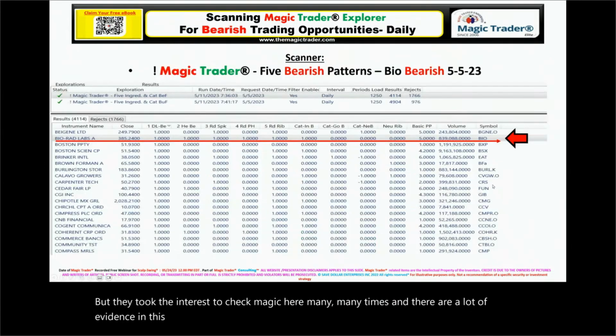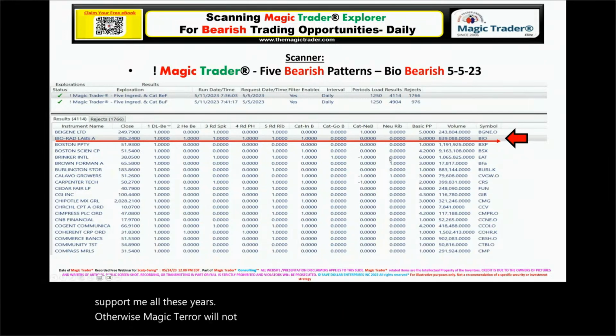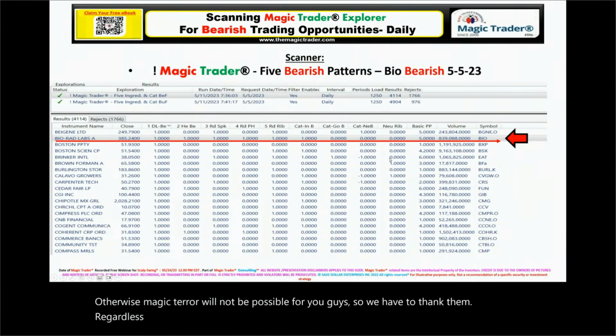And there is a lot of evidence. This is not some story we are talking about. And I really thank him and Jeff for supporting me all these years. Otherwise, Magic Trader would not be possible for you guys. We have to thank them. Regardless of what business you are in, you don't have to agree on everything, but the aim was to work together forever.